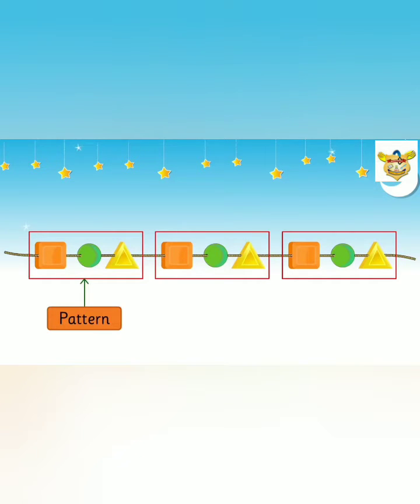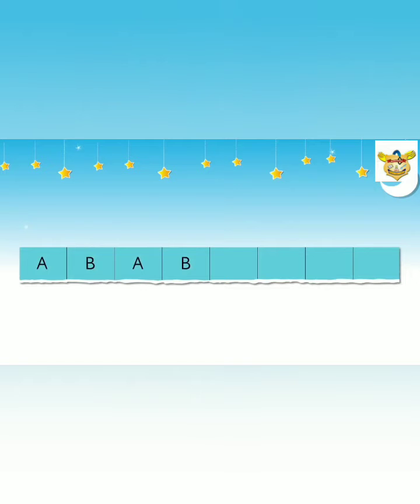Let us try making a few more patterns. Let's start. So we can find patterns in letters also, na? Now observe the given pattern and write the next four letters. We can see that letter A and letter B are placed alternately. This becomes a pattern. Yes.